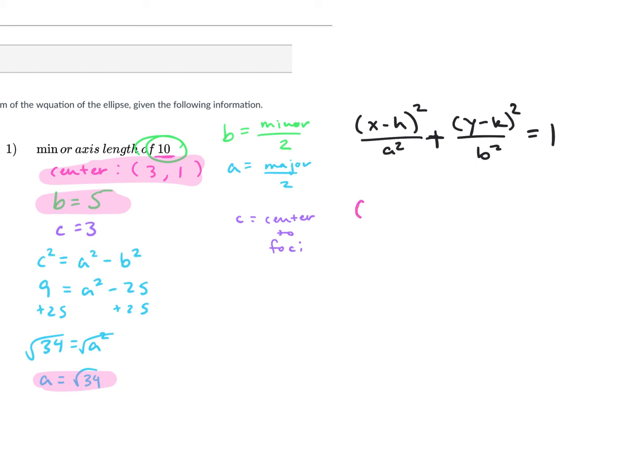So x minus, what's our h? 3 squared over, what's our a squared? 34. Plus y minus, what's our k? 1 squared over, what's our b squared? 25, and then that's equal to 1.